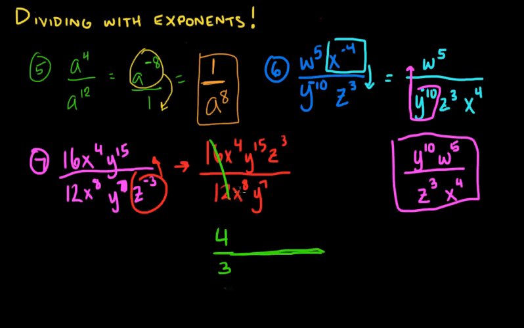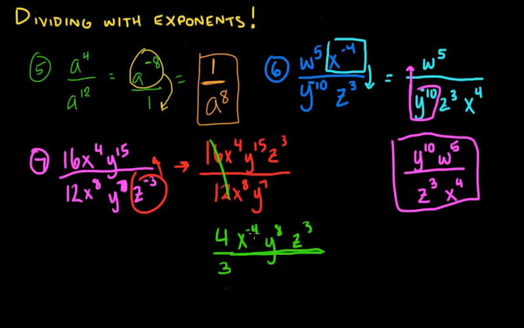Well, x to the 4th over x to the 8th, you subtract the exponents, and that's x to the negative 4th. Every time you do one of these, they go in the numerator. Every time you do a subtraction, it goes in the numerator. So y to the 15th over y to the 7th, okay, that's y to the 8th. And our good friend z to the 3rd over nothing is going to be z to the 3rd.